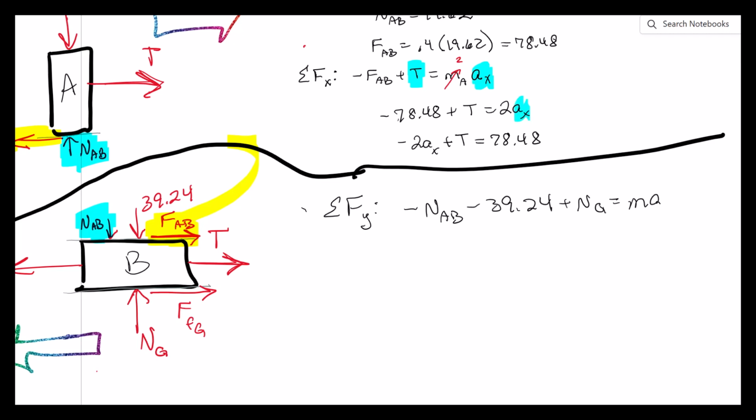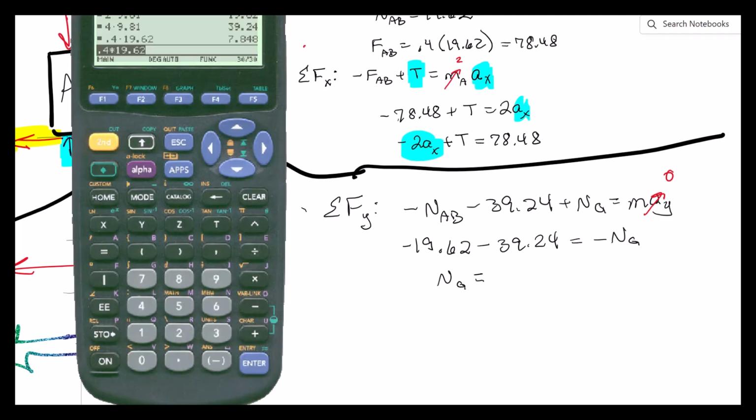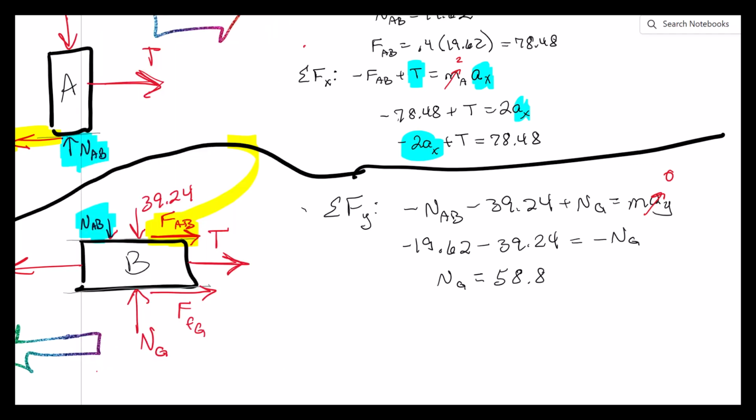So that's what you get. Okay, I know that the acceleration in the Y direction is 0. And I do know what N_AB is. N_AB is negative 1962 minus 3924 equals negative N_G. So N_G equals 5886, which really makes sense because it's just the weight of the two things added together, and nothing else weird is happening.